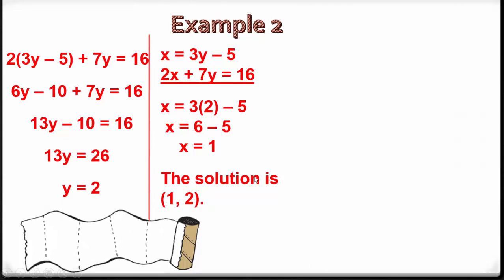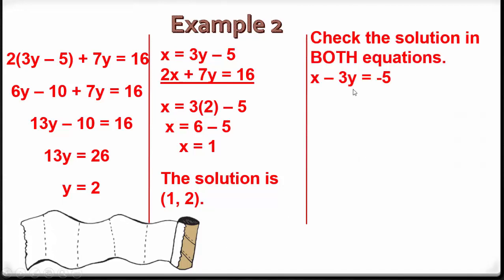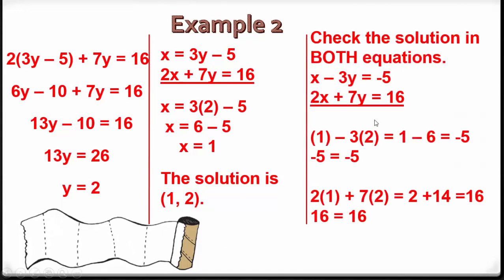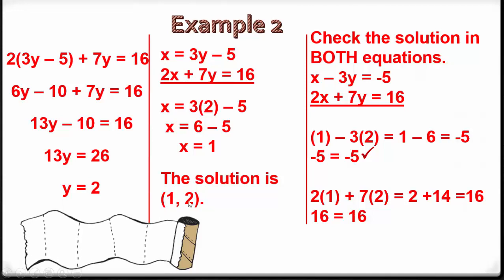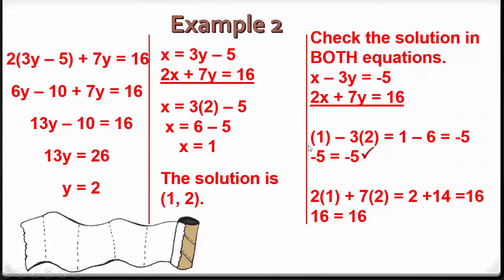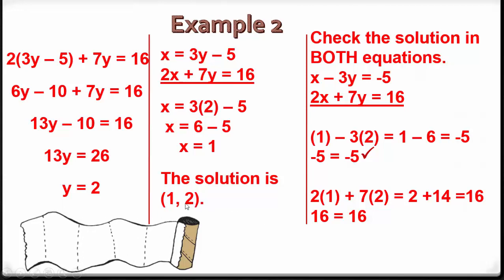And of course, we want to check to make sure that our solution is correct. So I check the solution in both equations, and there I go about doing it, substituting in 1 for x, 2 for y. I find that in the first equation I get negative 5 is equal to negative 5, and that's correct. And then when I substitute in 1 for x and 2 for y in the second equation, I get 16 is equal to 16, and that is correct too.